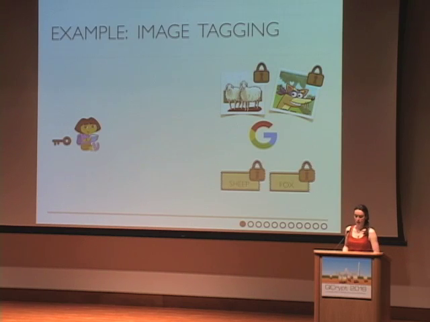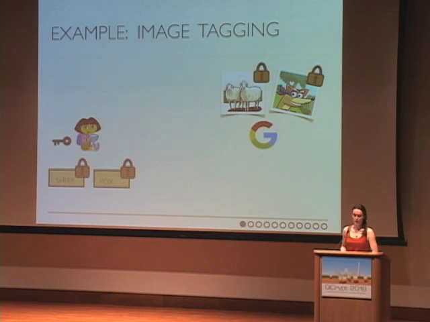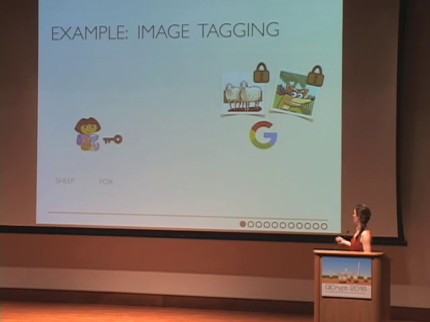And then at the end, he would be able to send it back to Dora, and she still has her secret key, so she can just decrypt the answer she got back from this evaluator Google, and there she has the tags to these pictures as she desired. So this is just some intuition.